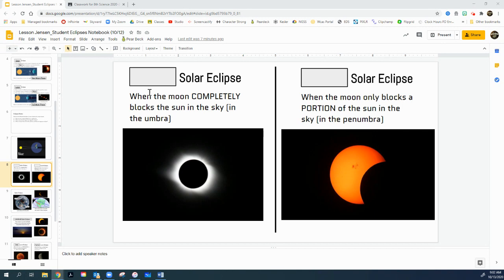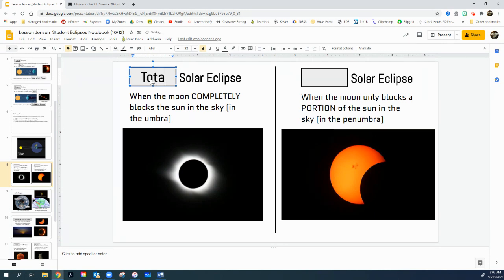Okay. With that, again, what is this? Now, this is called a total solar eclipse. That's when the sun is totally blocked out. Totally, 100%. If it's not total, then it's a partial solar eclipse. That's where most of it, but not all of it, is covered.